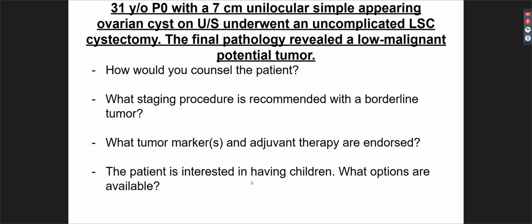The patient's interested in having children. What options are available? So options available are, as long as she's not going straight to surgical staging, if she wants to avoid that, she can try conceiving naturally. She can always do egg freezing with the infertility specialist before going forward with the surgical staging procedure.